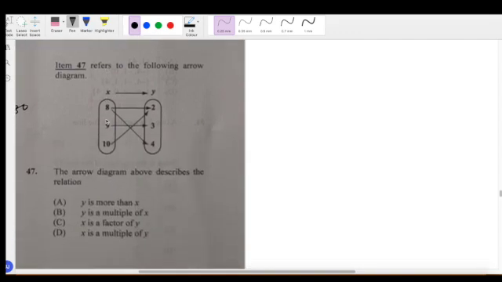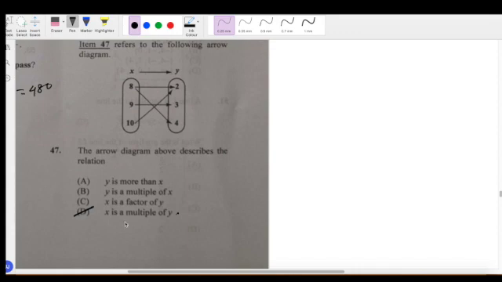Item 47 refers to the following arrow diagram. We have an arrow diagram here. The arrow diagram above describes the relation. Y is more than x? No, it's not. Y is not more than x. Y is a multiple of x? X is a multiple of y? It looks like that one, because 8 is a multiple of 2 and 4, 9 is a multiple of 3, 10 is a multiple of 2. Yes, x is a multiple of y. X is not a factor of y. Okay, y is a factor of x, but they don't have that here.